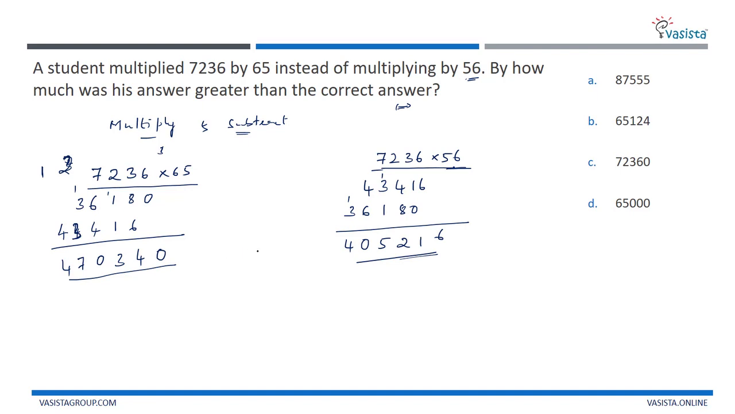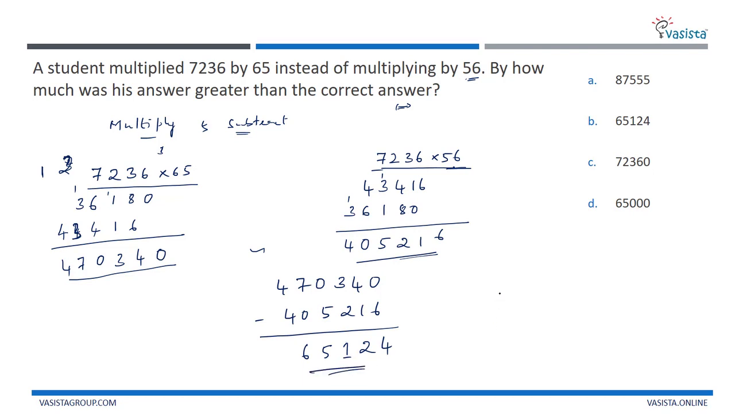Now find the difference of it. That is 470,340 minus 405,216. Now subtract this. 10 minus 6 is 4. 3 minus 1 is 2. 2 minus 2 is 0. 3 minus 1 is 2. 3 minus 2 is 1. So 0 minus 5 is not possible, so take a carry from this. That is 10 minus 5 is 5. Now 6 minus 0 is 6. 4 minus 4 is 0.